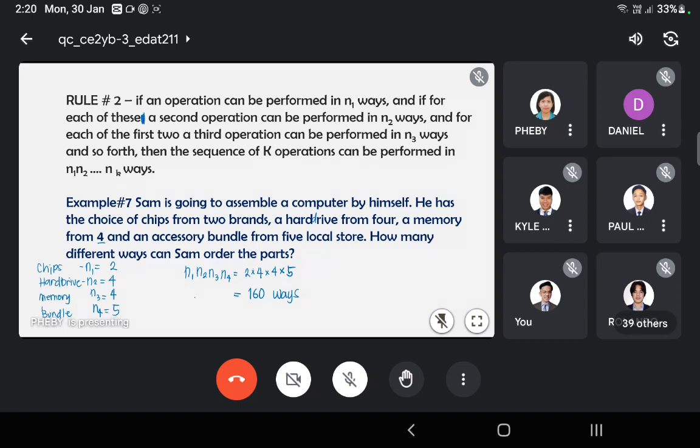No? Iisa-isahin niya ba yan? Tingin mo, kung ikaw si Sammy, isa-isahin mo ba yan para lang makabuo ng computer, no? So, N1, N2, N3, and N4. So, those are the number of ways na pwedeng gawin ni Sam para makabuo ng isang computer. So that is the multiplication rule. Okay.